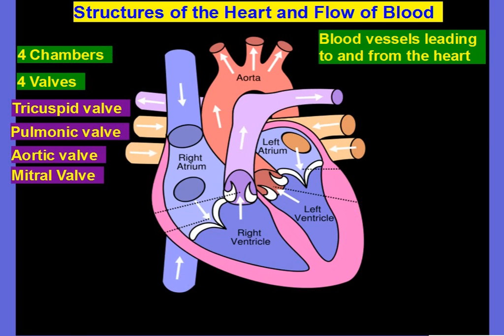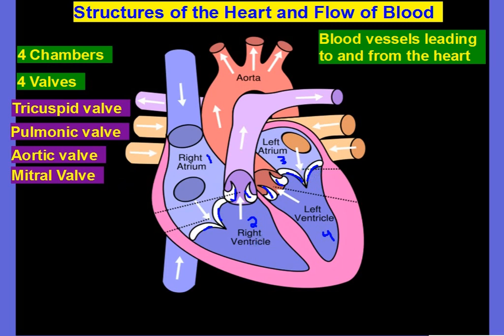Now, looking at the heart structures specifically, we have 4 chambers. Here's chamber number 1, the right atrium, chamber number 2, the right ventricle, chamber number 3, the left atrium, and chamber number 4, the left ventricle. And blood will flow through those chambers in that order. Now, when it flows through those chambers, it's going to go through this valve, this valve, this valve, and this valve. These are one-way doors. They let blood in one direction and they don't let it go back.